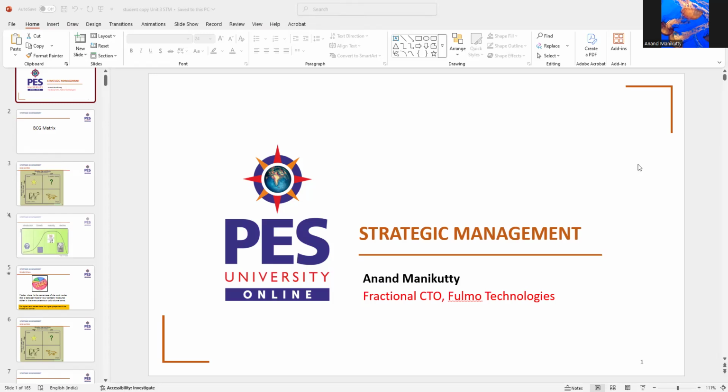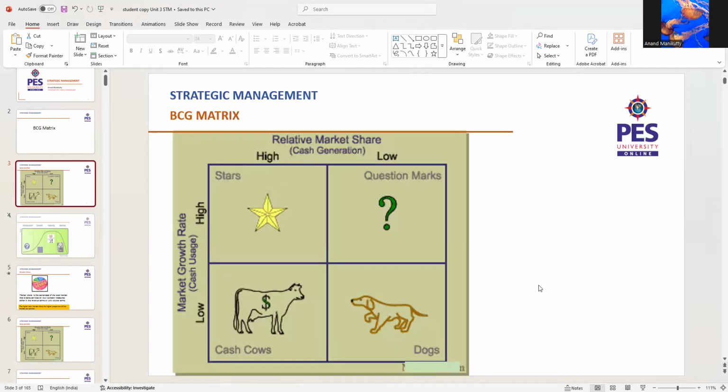So let's go to part two, the two axes. Let us look at the basic layout. The matrix has two axes, X and Y. Axis one is the market growth rate, the y-axis. And axis two is the relative market share, the x-axis.